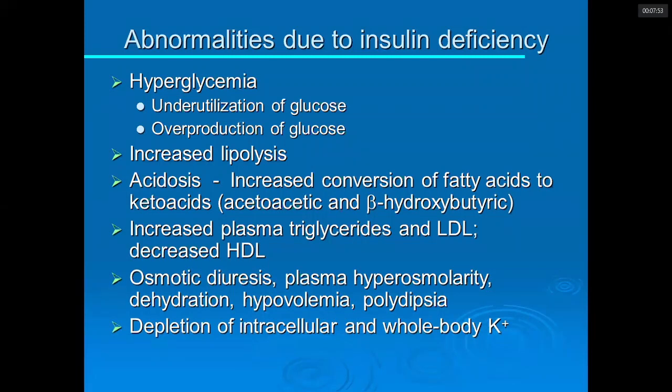So we have polyuria and polydipsia due to osmotic diuresis, and the patient gets dehydrated, losing a large amount of fluid and electrolytes from severe hyperglycemia, with depletion of intracellular and whole body potassium. In patients who develop acidosis, especially DKA, potassium shifts from the intracellular to the extracellular compartment. Serum potassium could be normal, low, or high, but total body potassium will be depleted.